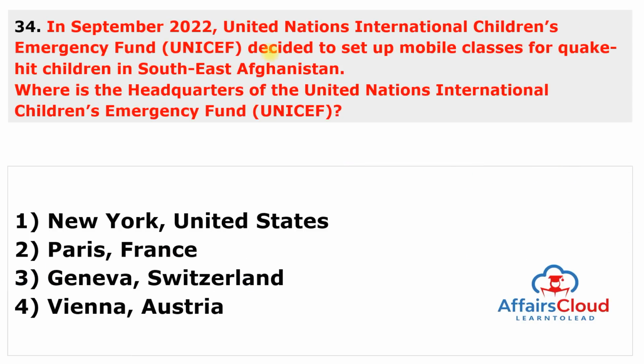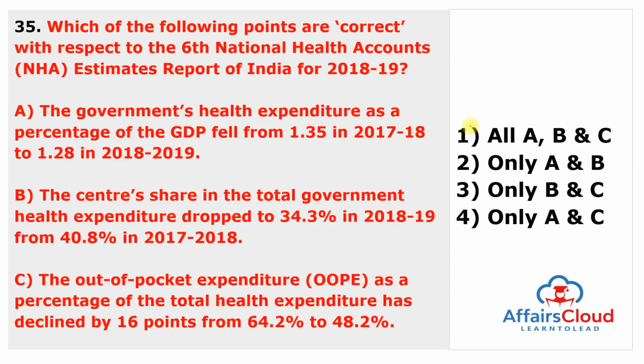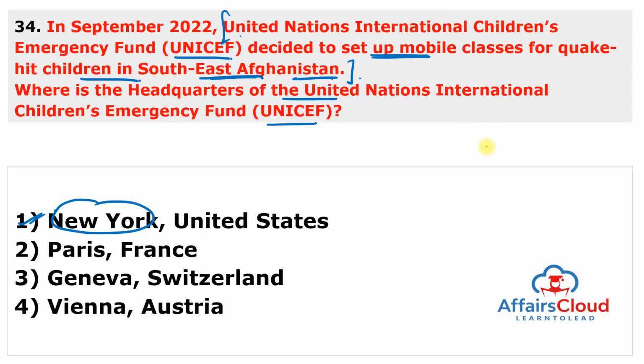Next question. In September 2022, UNICEF decided to set up mobile classes for quake hit children in southeast Afghanistan. This is again a very important line. Where is the headquarter of UNICEF? This question is static again. Headquarter of UNICEF is in New York, United States of America. So New York based UNICEF has decided to set up mobile educational classes for children who lost their family members to the devastating earthquakes of June that shook the southeastern province of Afghanistan.